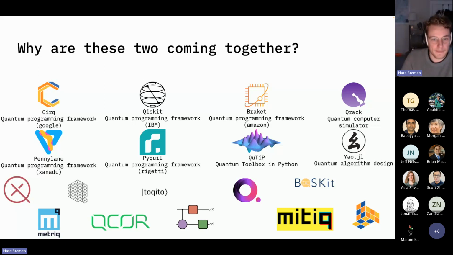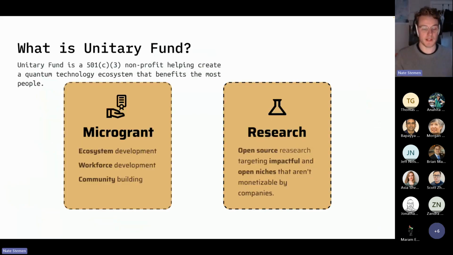Okay, so this is just a small snapshot of some of the open source tooling that's coming out now. And again, we're thinking about this from a rising tide raises all boats kind of thing, right? The more tools that are out there, the more experiments that people are doing in this realm, the better future tools that we can build, right? And that's part of the mission at Unitary Fund, which is where I work.